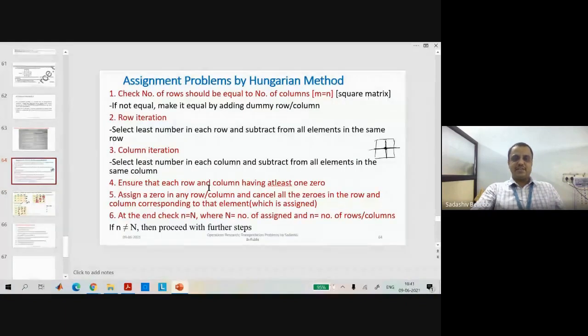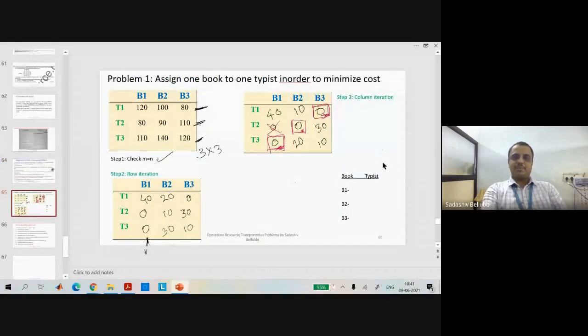Step number 5: assign a 0 in any column or row and cancel all the zeros in the row and column corresponding to that element. The sixth step is at the end we need to check small n equal to capital N. What is that small n? Small n is the number of columns or rows, which is equal here, so that is 3. And how many allocations are there? Capital N. That is also equal. So it means that you are finished with the problem.